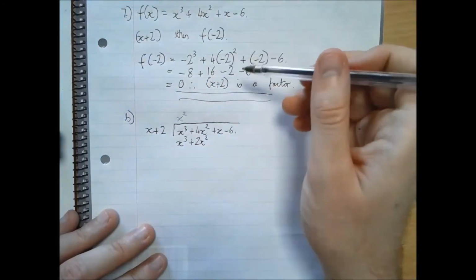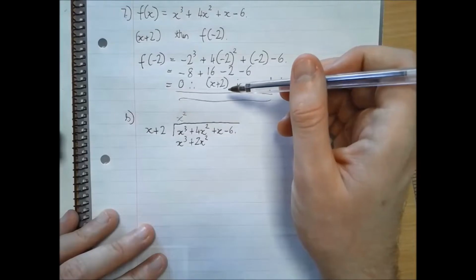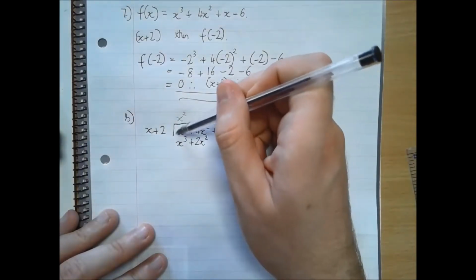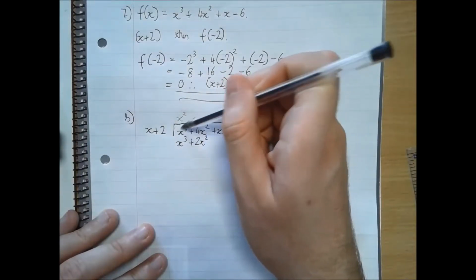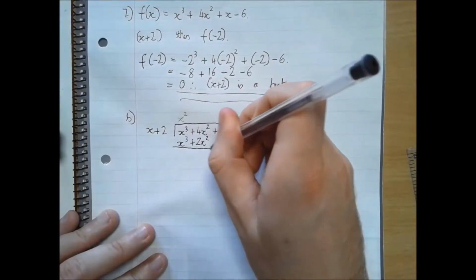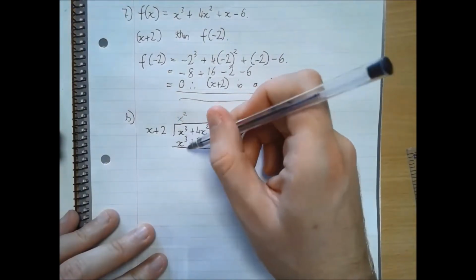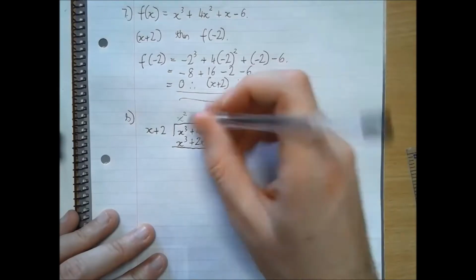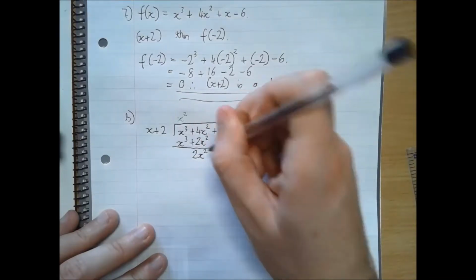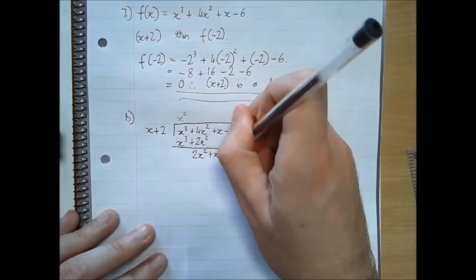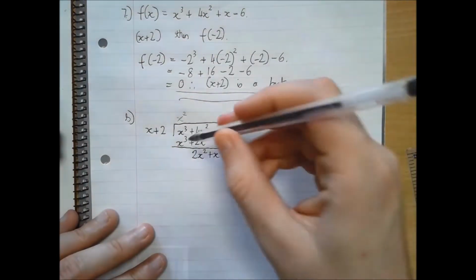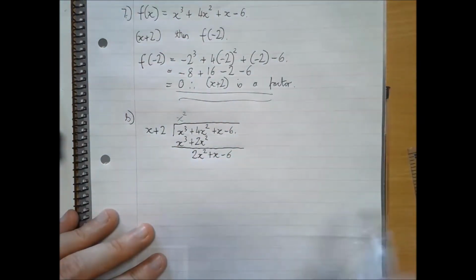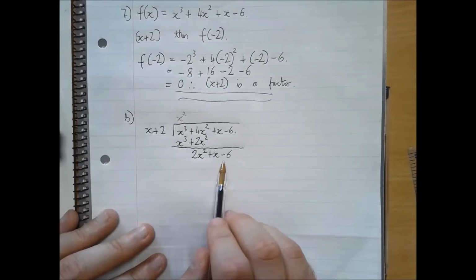And as I've said many times, you're probably sick of hearing it, you know you're going right because these two will be the same, they'll cancel out. So x cubed minus x cubed gone, 4x squared minus 2x squared will give us 2x squared, plus x minus 6. So we've got a new focus now. We're looking at x plus 2 into 2x squared plus x minus 6.